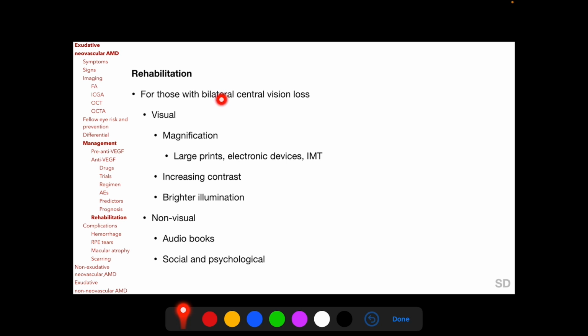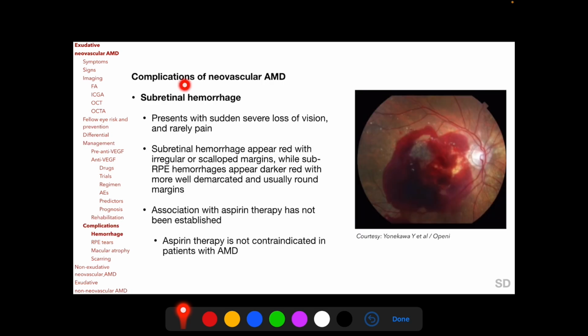For those with bilateral central vision loss, visual modes of rehabilitation include magnification, increasing contrast, and brighter illumination, which we have discussed in the previous session. And non-visual modes of rehabilitation include audiobooks and social and psychological support. Complications of neovascular AMD include subretinal hemorrhage, RPE tears, macular atrophy, and scarring.